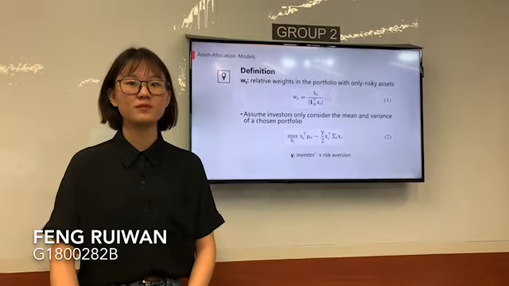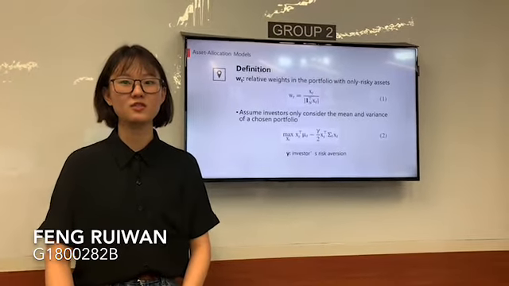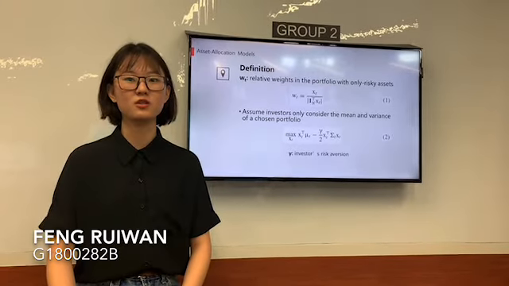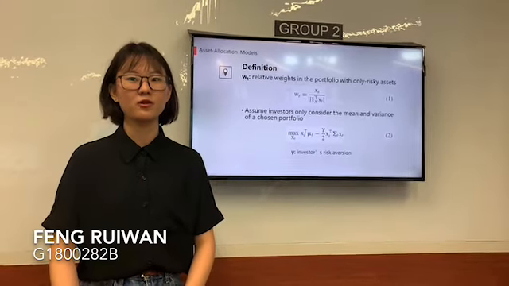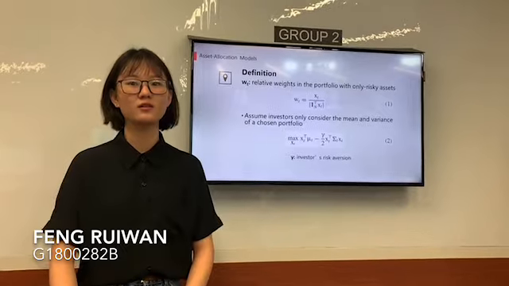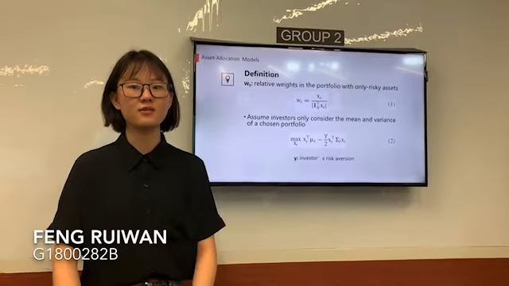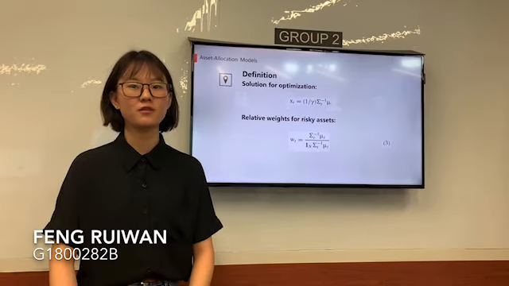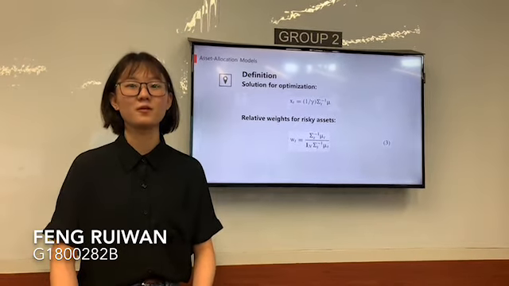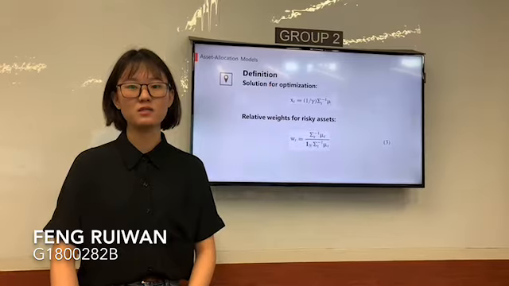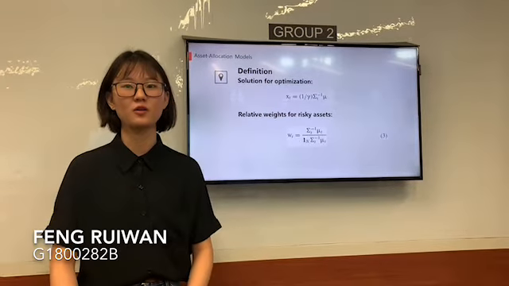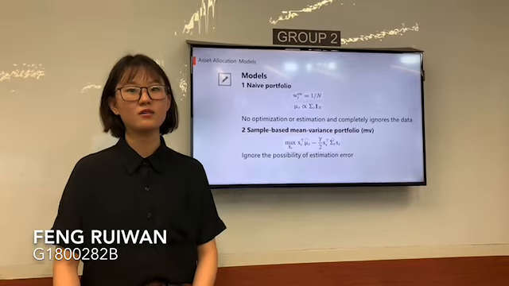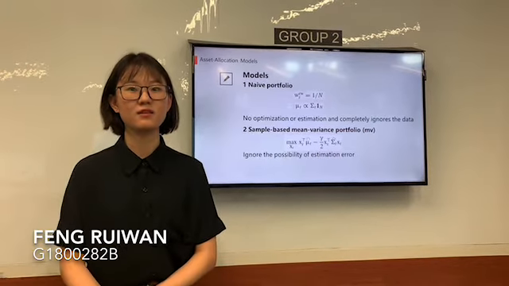In terms of the expected utility for the investors, we assume that the investor only considers the first two moments of the portfolio and ignores all the higher-order moments. And gamma is the investor's risk aversion. Here is the solution for the optimization, and the relative weight is also equal to X_t divided by its sum. And here are some models that are studied in the following part.